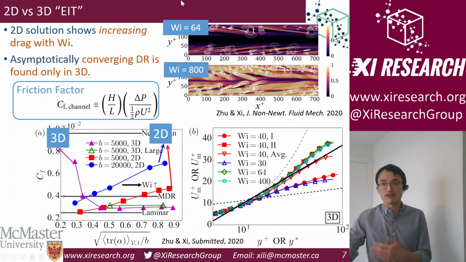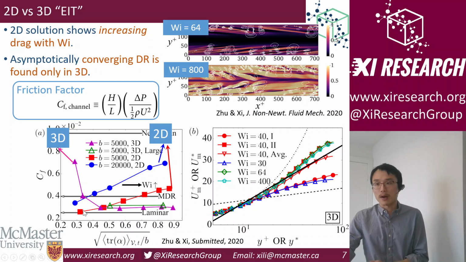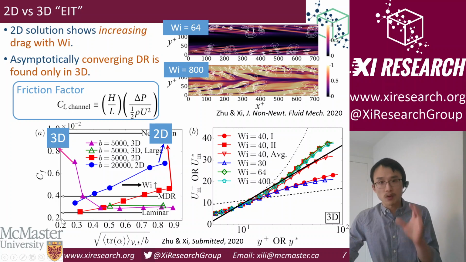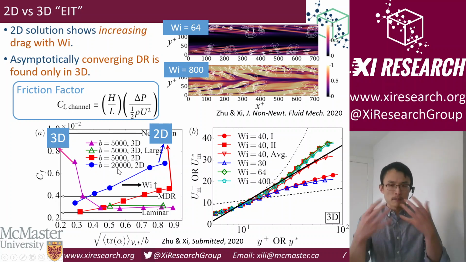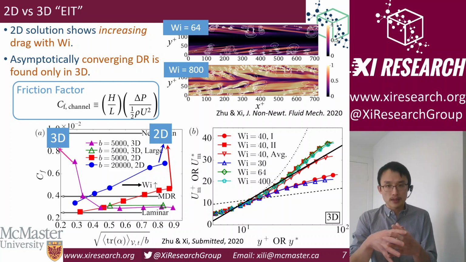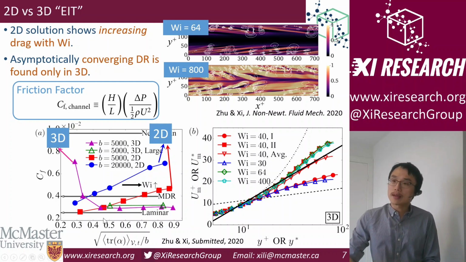We just check the EIT solution for different Weissenberg numbers and for different other polymer properties. What's surprising here is that as we increase Weissenberg number, we can see that the friction factor, the friction drag, does not go down, but it goes up. More importantly, it keeps on going up with no sign of convergence at all. We also look at different B parameter levels. The B parameter basically measures how much you can stretch a polymer chain compared with its equilibrium structure. We can see that for different B levels, in the pure 2D EIT solution the friction also keeps on going up as the Weissenberg number increases.